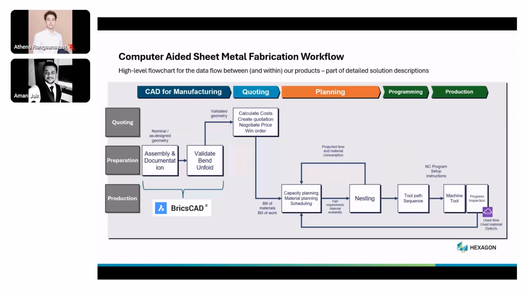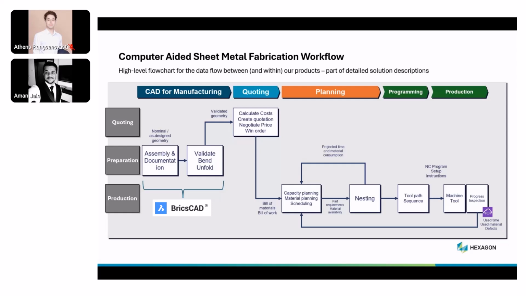This slide illustrates the computer-aided sheet metal fabrication workflow and highlights how BricsCAD is integrated within this workflow. The process is divided into several key phases, that is CAD for manufacturing, quoting, planning, programming, and production. BricsCAD plays a very vital role in the preparation and the production stages.